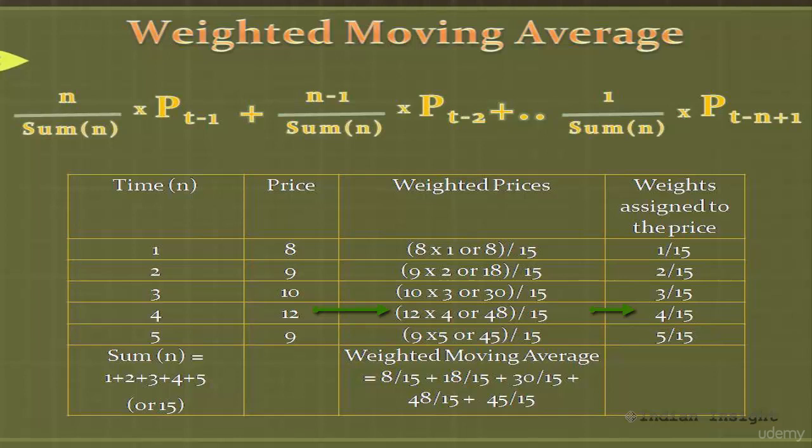Now you calculate all these fractions and sum them up to arrive at the weighted moving average. As you see in the last column, here the latest price receives the highest weight, and the weight proportionately reduces as you go to the older data. Thereby the oldest price receives the lowest weight. So this is how a weighted moving average is calculated. In the next video, we are going to look at exponential moving average.